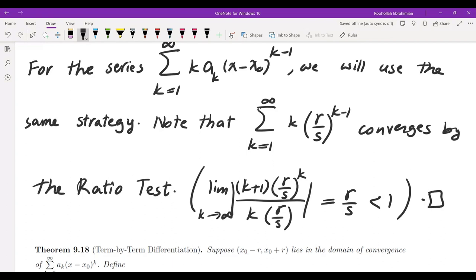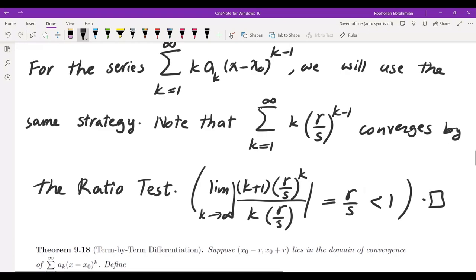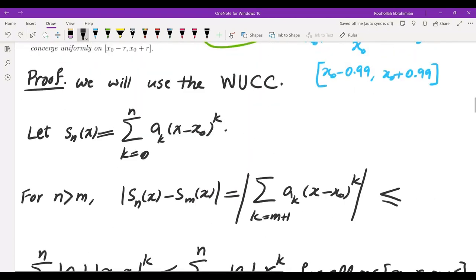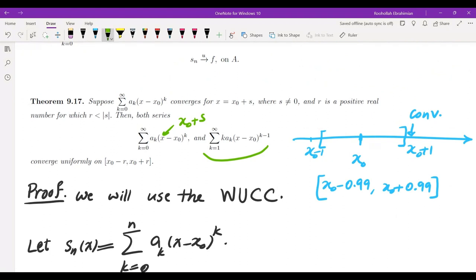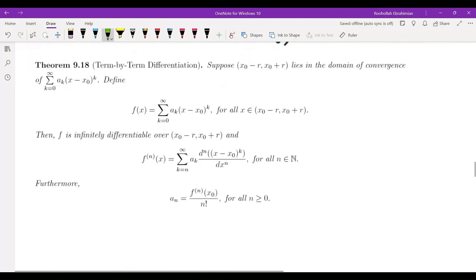So if you have a point where the power series converges, and you look at the symmetric interval with that point as an endpoint, so in this example, x_0 minus 1 to x_0 plus 1, and make that interval slightly smaller, then the convergence would be uniform. It may not be uniform over the original interval from x_0 minus 1 to x_0 plus 1, but it would be uniform if you make this interval slightly smaller. Okay.